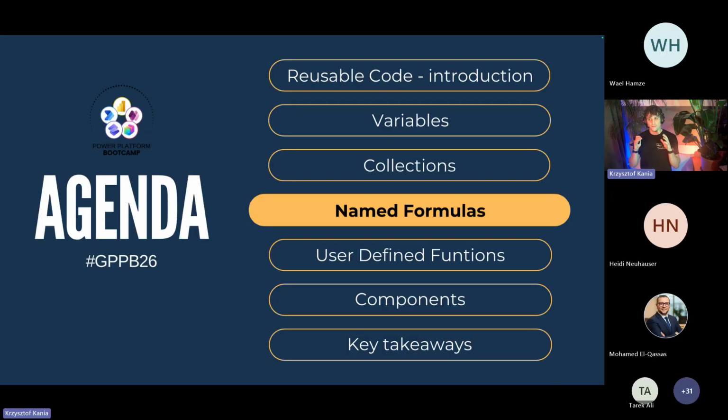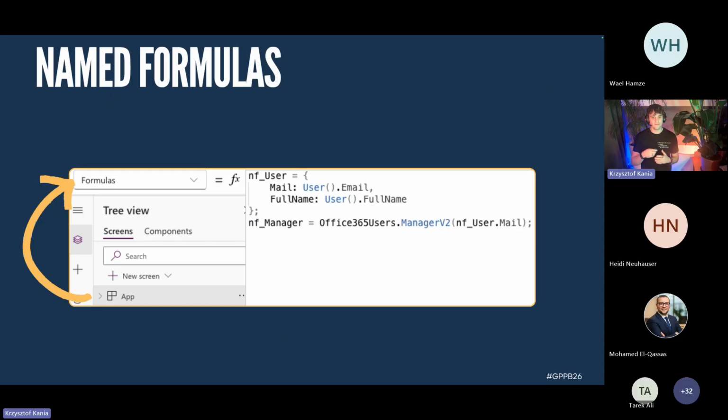Then from variables and collections into named formulas. So what are named formulas and where are they available? Named formulas are available to us through the Canvas apps application metadata on the formula bar, App.Formulas. It is a centralized place of definition. So we put every named formula inside one place.